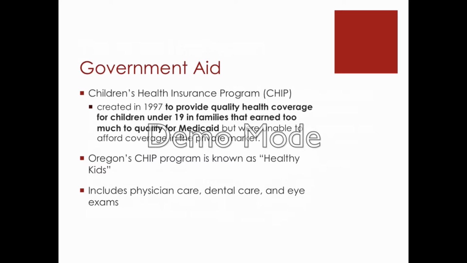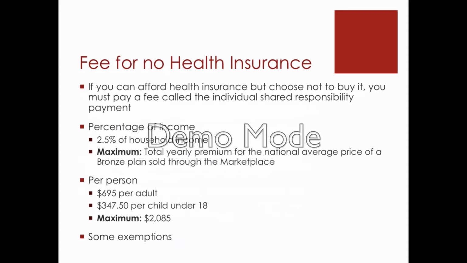So in Oregon, the CHIP program is known as Healthy Kids, and it includes physician care, dental care, and eye exams for families that are in that awkward range between not receiving Medicaid or government aid, but at the same time not receiving medical or health insurance from the workplace, because children are always at fault and they don't have any control of it. So the government has stepped in to provide them with health insurance so that they don't go unseen.